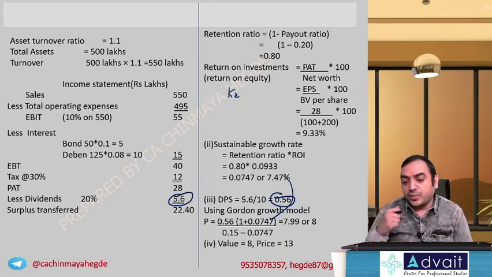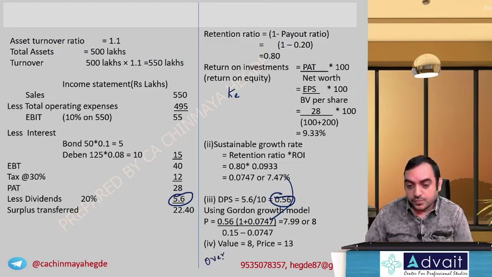So value is 8 rupees, but in the market, current market price 13 rupees. So we can just say that it is overpriced in the market.